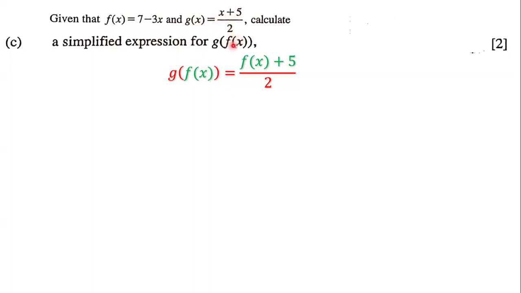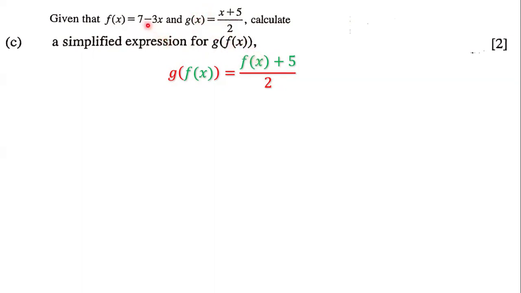Now, we take f of x and we put it inside of g. So what does that mean? Well, that means that wherever we see x in g, instead of putting x, we're going to put f of x. So this is (f of x plus 5) all over 2. So g of f of x is equal to (f of x plus 5) all over 2. So we put f of x inside of this function g.